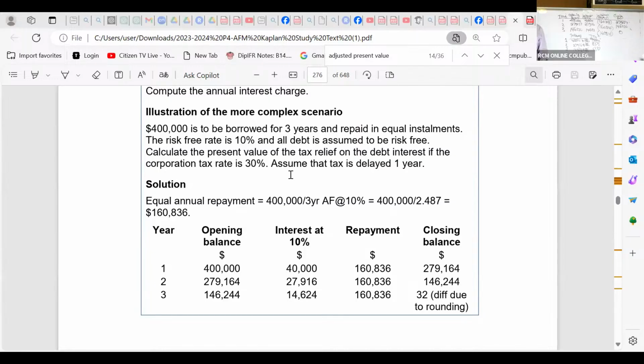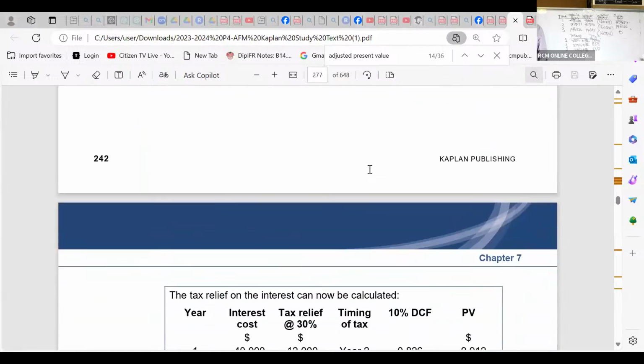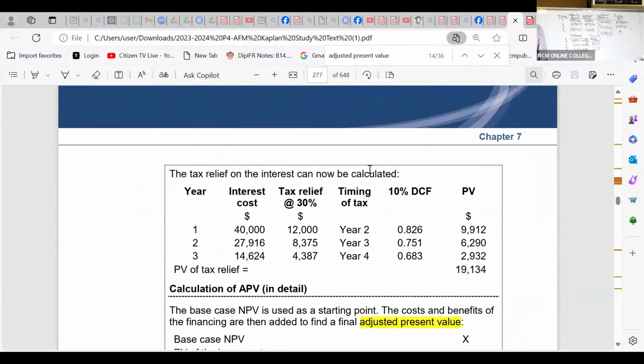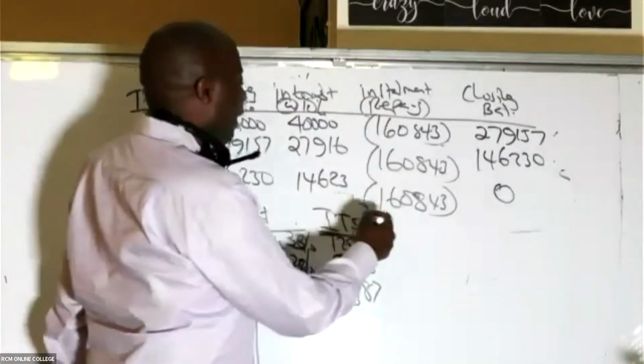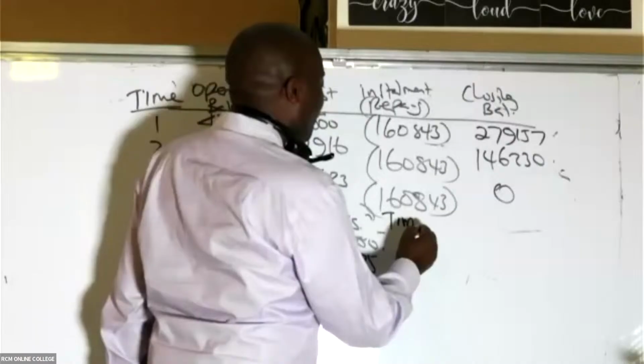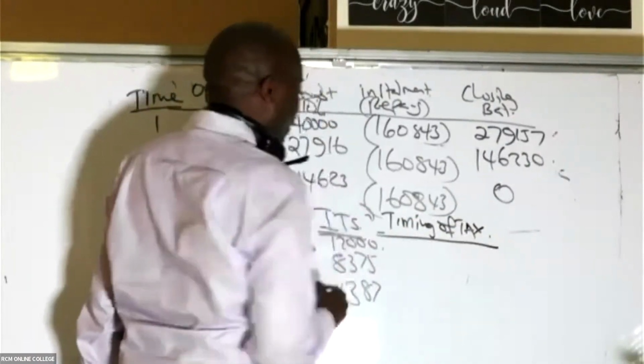But you can see this thing. Assume that tax is delayed 1 year. Whenever tax is delayed 1 year, there are many ways of doing this. I like the approach here. Look at what they have: a column here for timing of tax. I like this. I liked this so much in the morning when I looked at this question.